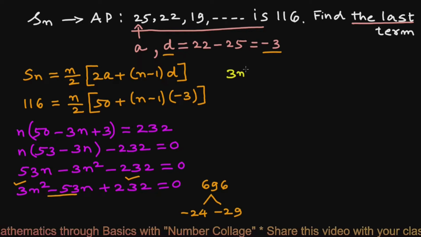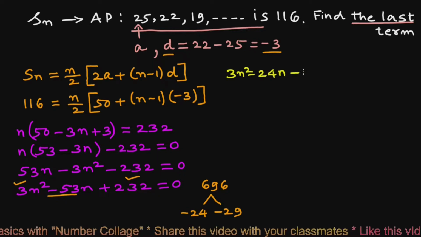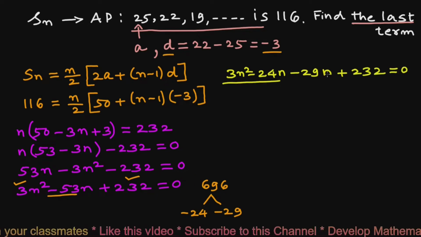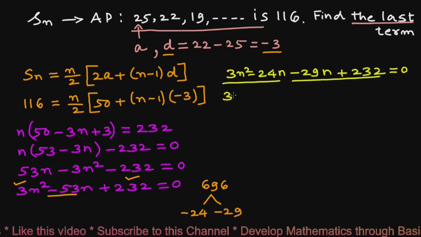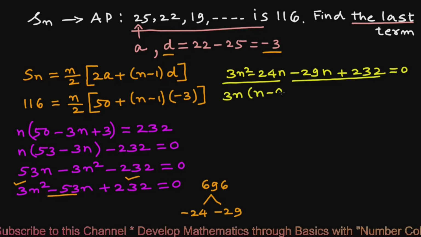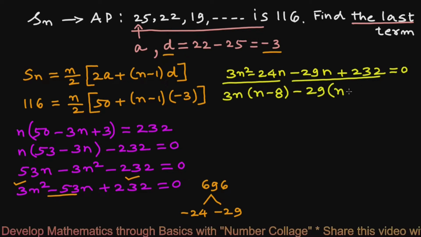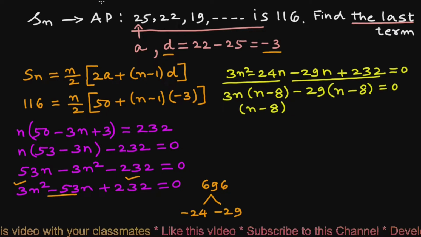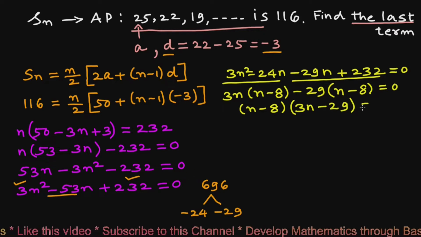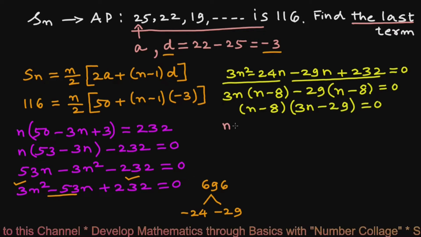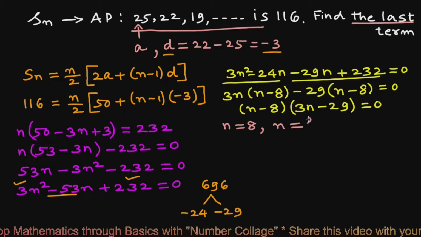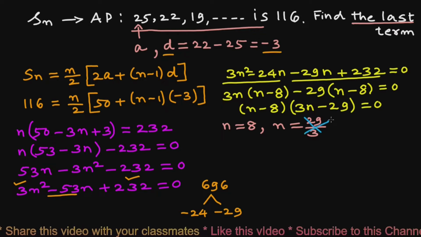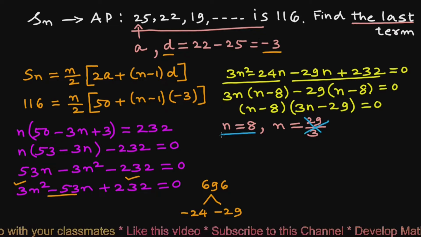So we write 3n square minus 24n minus 29n plus 232 equals 0. Grouping the terms, taking 3n common, n minus 8, minus 29 into n minus 8 equals 0. So that will be n minus 8 multiplied by 3n minus 29 equals 0. That gives us n equals 8 or n equals 29 by 3. Since n should be a natural number, we will not take this value. So we have the number of terms n is 8.